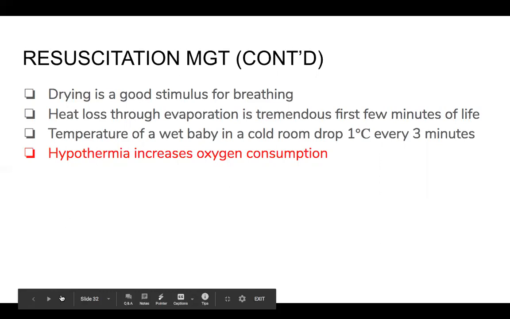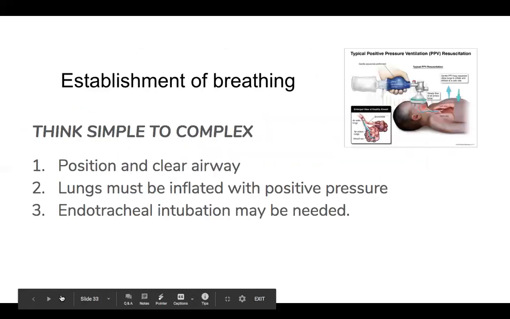And again, hypothermia increases oxygen consumption, which increases respiratory distress and decreases the blood sugar. So think simple to complex.